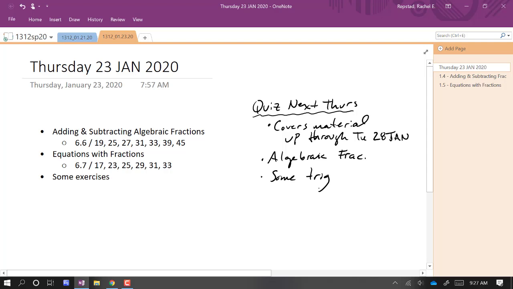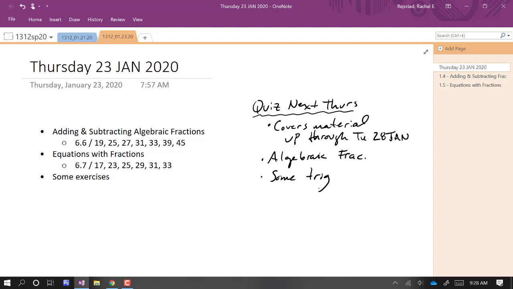So we're going to have some exercises to work on today that's going to cover this algebraic fraction stuff. And then on Tuesday we'll have a practice quiz which will cover some of the algebraic fraction stuff, and then maybe I'll have it be a little bit more heavy on the trig stuff because we won't have had as much practice on that. Before we begin adding and subtracting fractions, does anybody have any questions?